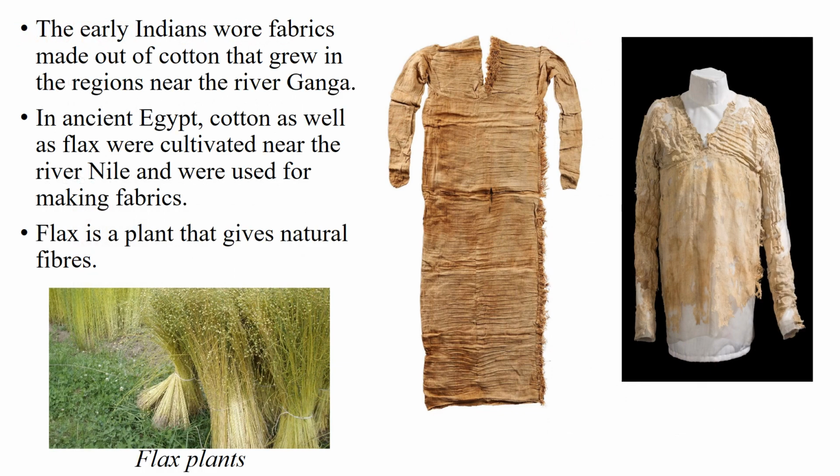Then men became aware of plant fibers. The early Indians wore fabrics made out of cotton that grew in the regions near the river Ganga. In ancient Egypt, cotton as well as flax were cultivated near the river Nile and were used for making fabrics. As we get cotton from the cotton plant, flax is also a plant that gives us natural fibers.